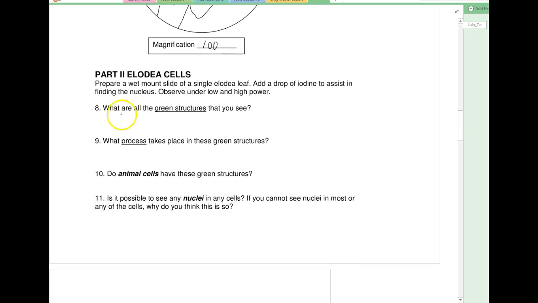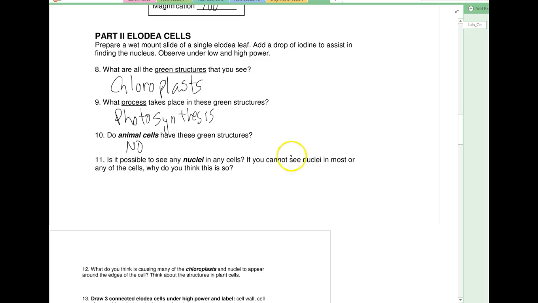Now, most of you probably drew it at around medium power. The Elodea cells, the green structures were the chloroplasts. What process took care of this? Photosynthesis. Do animal cells have these green structures? No, we don't go through photosynthesis.